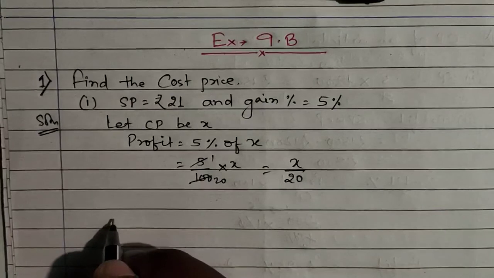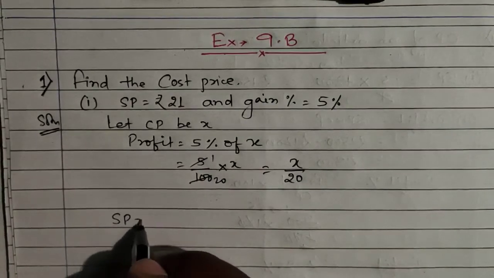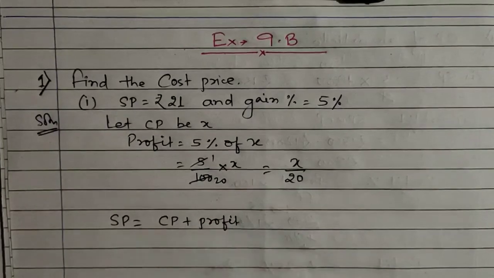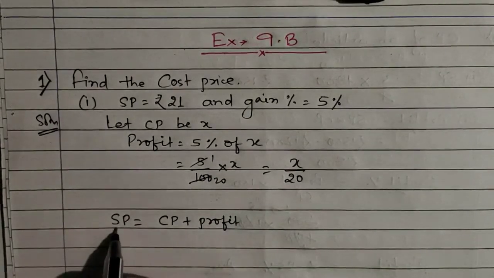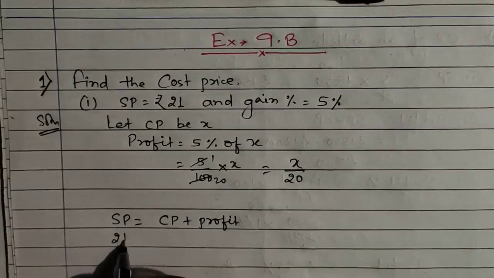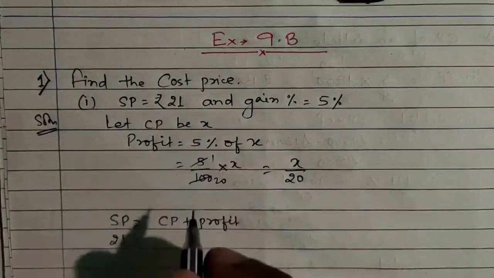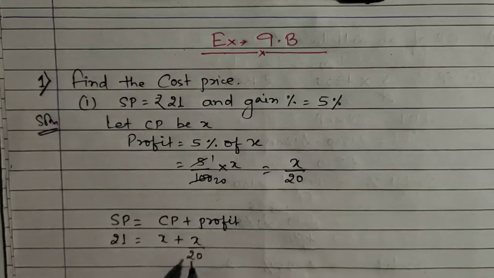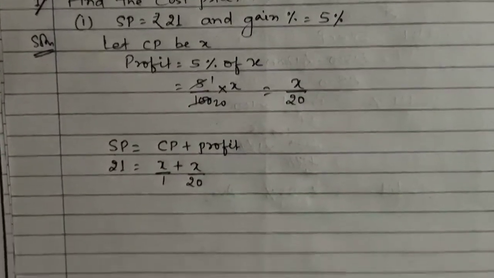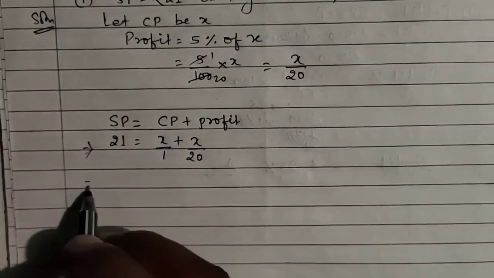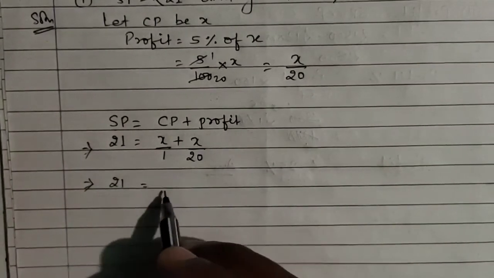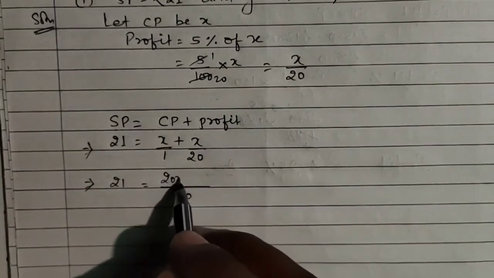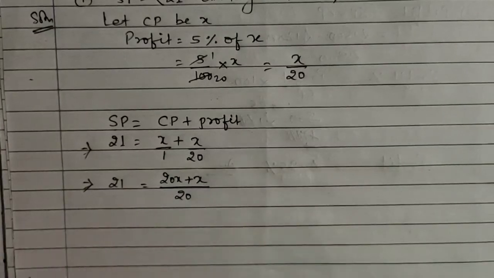Now we know the formula that SP is equal to CP plus profit. The value of SP is rupees 21. CP we have assumed as x, plus the profit we have calculated with respect to x, that is x by 20. Now in the RHS part we will take the LCM of 1 and 20. 1 twentieth is 20 into x, it will be 20x, plus 1 into x, it will be x.